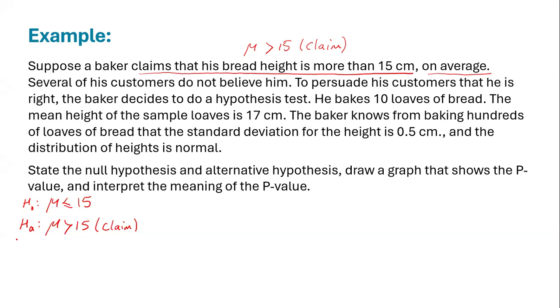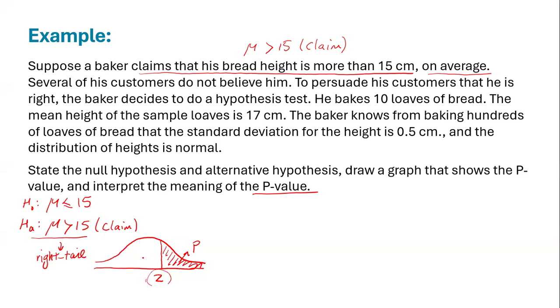By having the null and alternative hypothesis and looking at the alternative, I know that I have a right tail test because I have the greater than symbol. It means that after finding the z or t value, the p-value is the area to the right. But to find the p-value, you must have the test statistic.